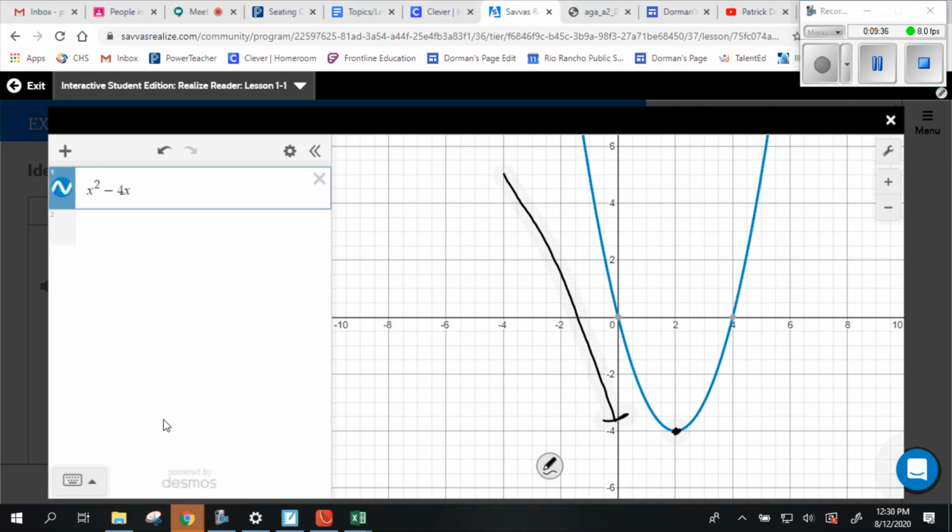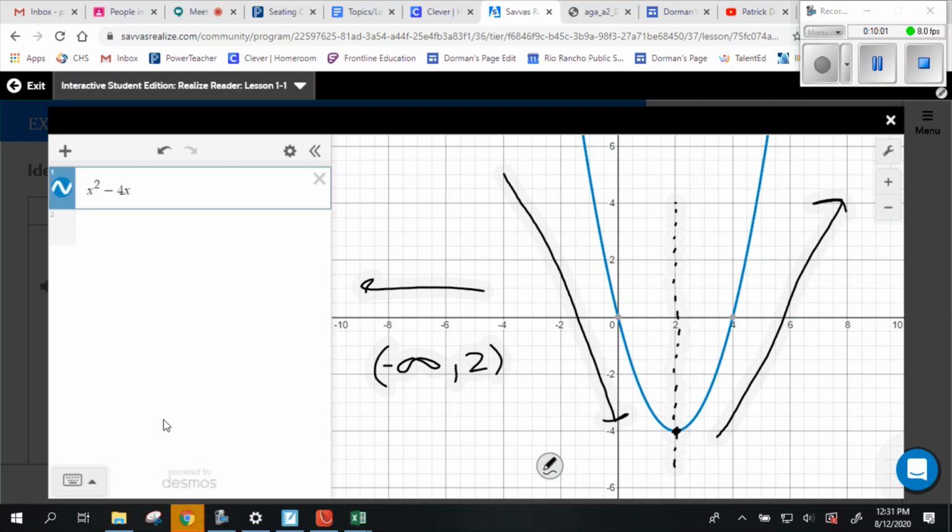So the interval for which it's decreasing is going all the way from negative infinity, because it just keeps going on forever and ever in that direction, right? So from negative infinity all the way up to x equals 2, right? Because we're looking at the actual x coordinate of that. And then we've noticed that it's increasing on the interval from 2 to infinity. Good stuff.